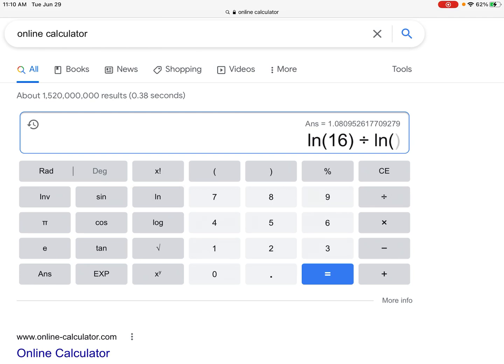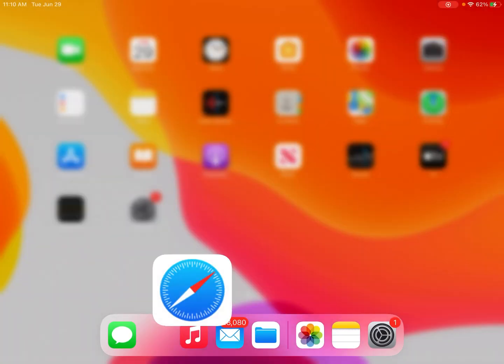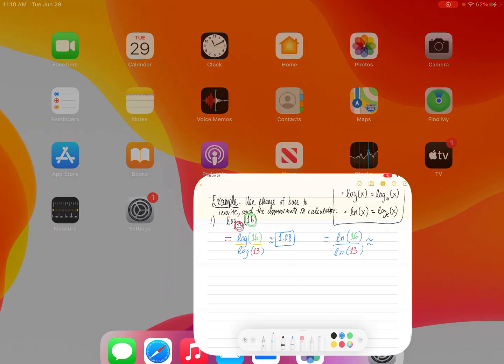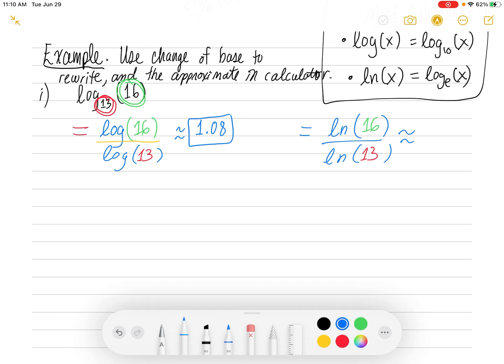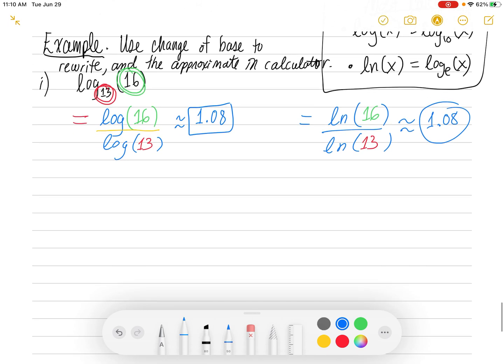So let's plug this into our calculator just to see. This time I'm going to use the natural log rather than the regular log. Natural log of 16 divided by the natural log of 13, and we should get the same number, about 1.08. See, 1.08. So it doesn't matter which way you do it, you're still going to get approximately 1.08. Those are really easy formulas to use. Okay, let's just do one more example.